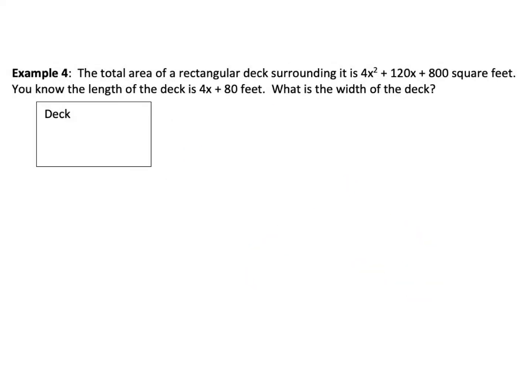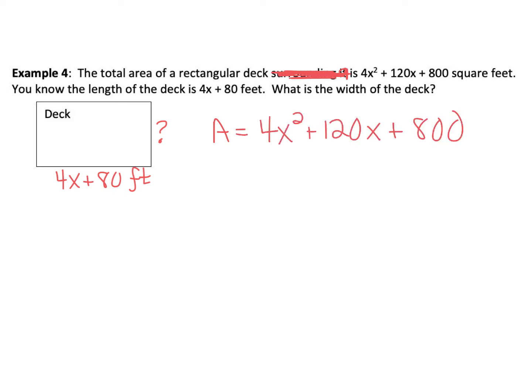The total area of a rectangular deck is, that's a typo right there, 4x squared plus 120x plus 800 square feet. You know the length of the deck is 4x plus 80 feet, so I'm going to fill that in. What is the width? So I don't know the other side, but I know my total area. So I think, well, I'm looking for two things that multiply together to give me this, so I'm going to begin to factor to figure this out.